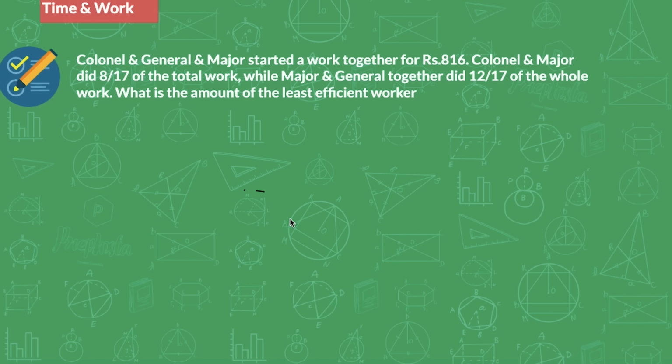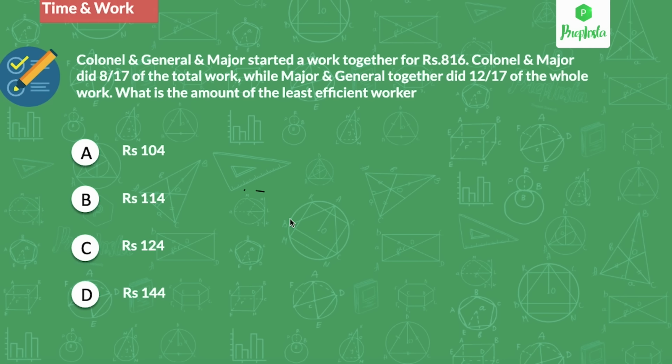So Colonel, General and Major started a work together for rupees 860. Colonel and Major did 8/17 of the total work, while Major and General together did 12/17 of the total work. What is the amount of the least efficient worker? And here are your options. So I'm not explaining this here. I'm giving you 30 seconds for this question. And I hope 80 to 90% of the people would be able to solve this question at least. So your timer starts now.